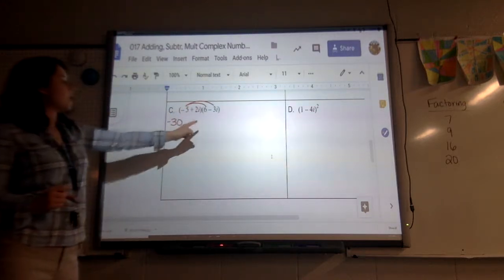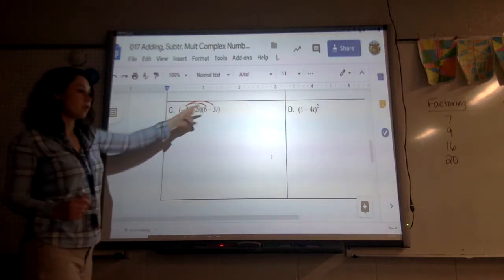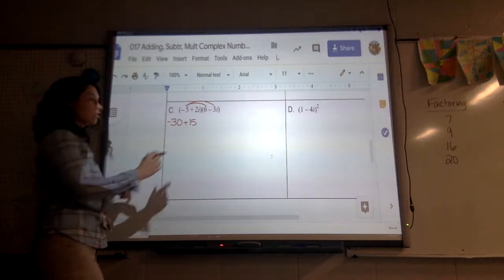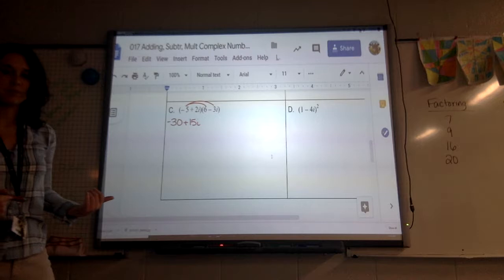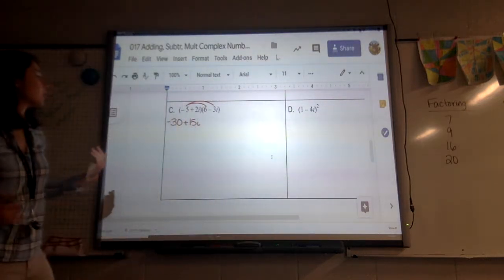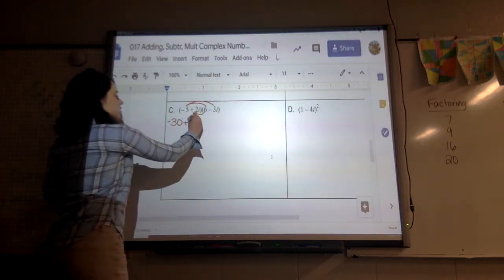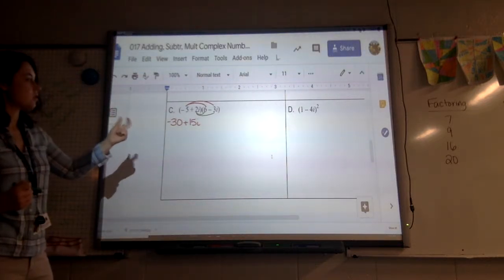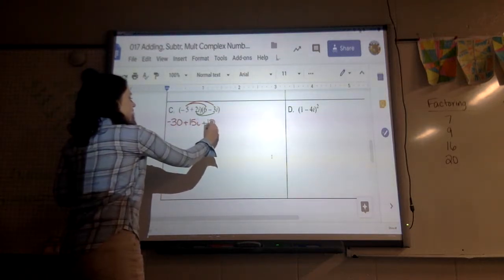And -5 times -3i. Watch how I write this. -5 times -3 is a positive 15. And I'm just going to tack the i onto the end. It just kind of sits there. There's nothing else I can do with it. Okay? Then I do the second part of my multiplication. Now I take the 2i and distribute it times everything in the other parentheses. So 2i times 6. 2 times 6 is 12. And then the i just gets tacked on to the end there.